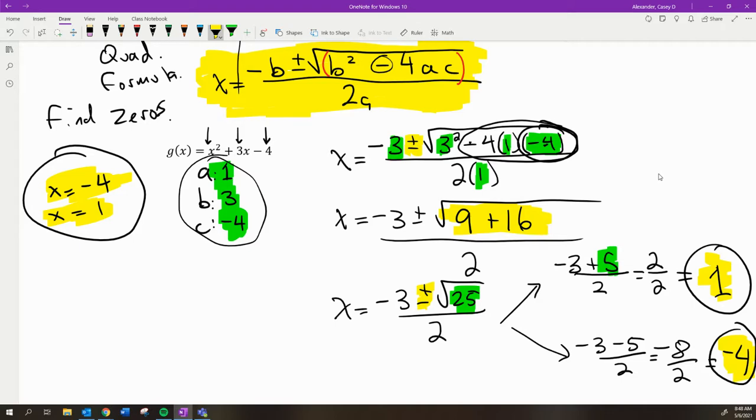So it would probably be easier to just factor this and find the zeros that way. But if you can't factor it, you have to use the quadratic formula, which is why you're going to want to come back to this video in the future.